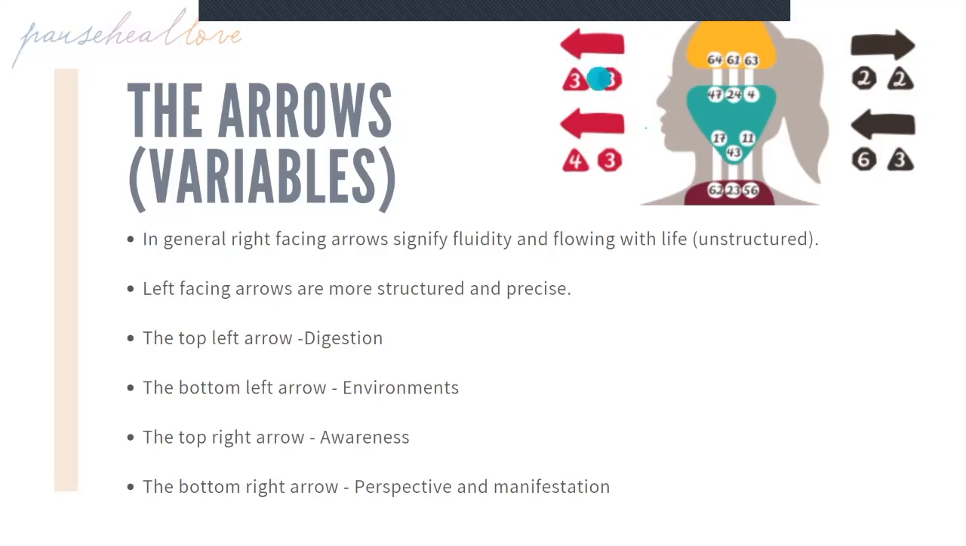So the top left arrow has to do with not only how we best digest the food we eat, but also how we take in life, how we take in information, and how we best learn. The bottom left arrow has to do with the environments that help you thrive. Environment can be your physical space, but also can be your social media or even your mental space. The top right arrow has to do with your awareness, how you think, and how you process information. The bottom right arrow has to do with perspective and how we manifest.